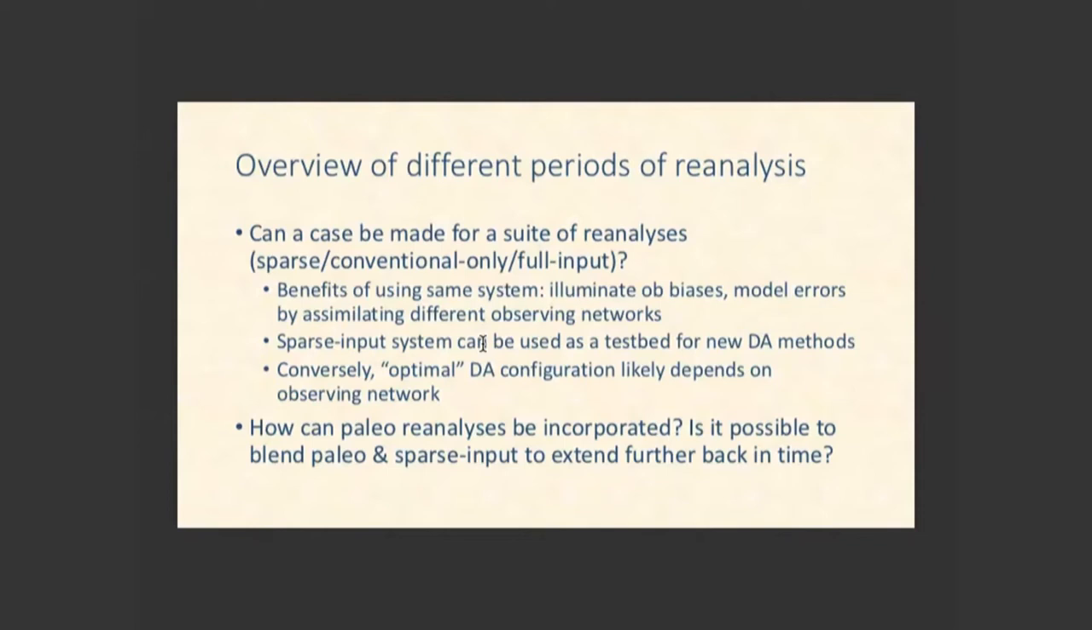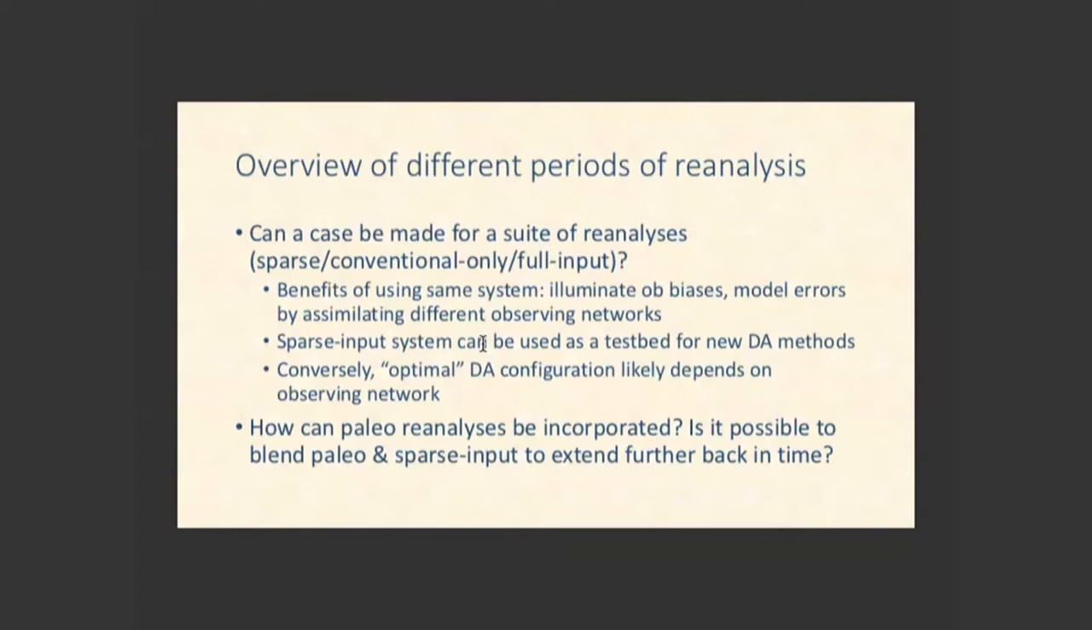So if we are assimilating fewer and fewer observations, then the system isn't pulled as strongly towards the really good observations we have, and we maybe see how the model and how the system reacts to only having a few observations constraining it. I would also argue that the sparse input system at least can be used as a testbed for new data assimilation methods, both operationally as well as potentially for future full input reanalyses.